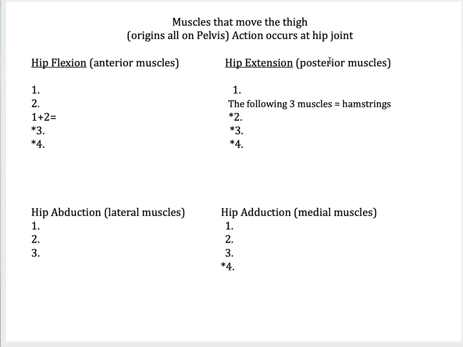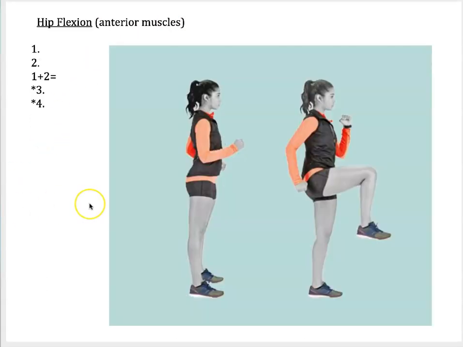So let's get started first with your hip flexors. Your hip flexors, like I said, are all anterior muscles. They're going to be located somewhere up in here. And this is the motion of hip flexion, a forward movement of the thigh at the hip joint. Pay no attention to what is happening at the knee joint. We are only looking at the hip.